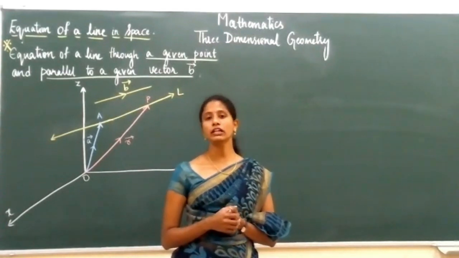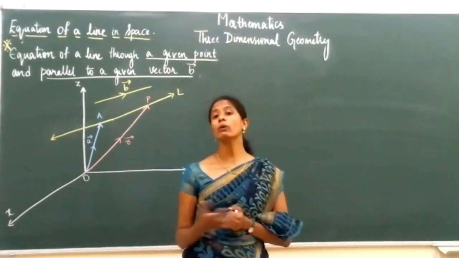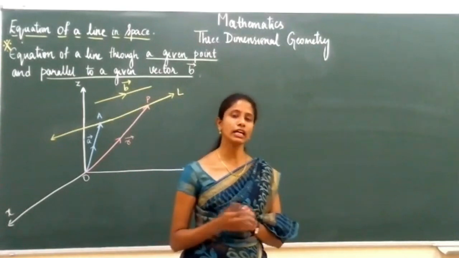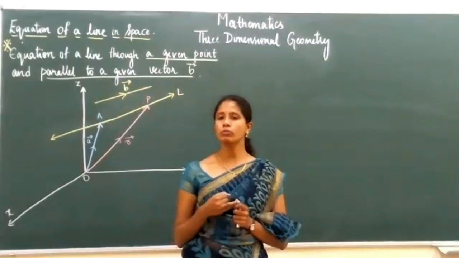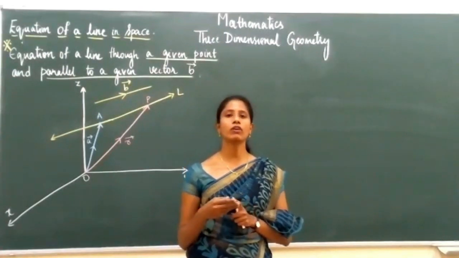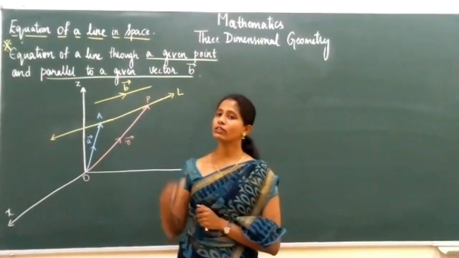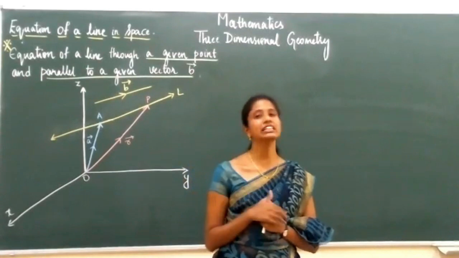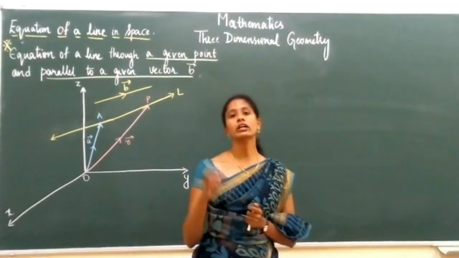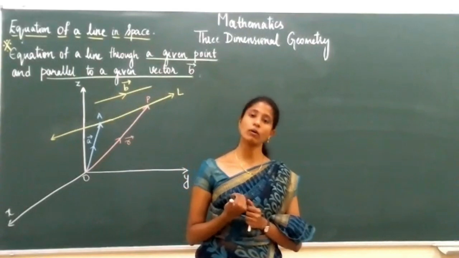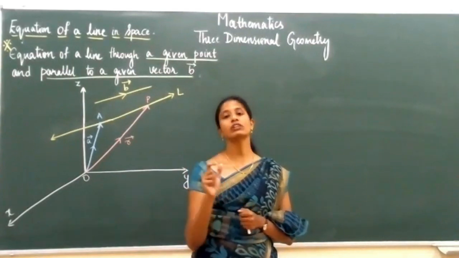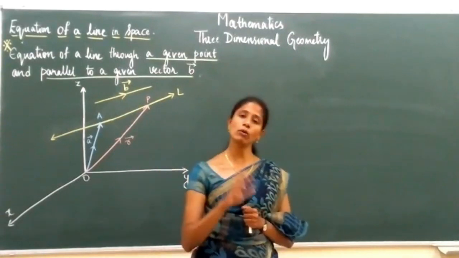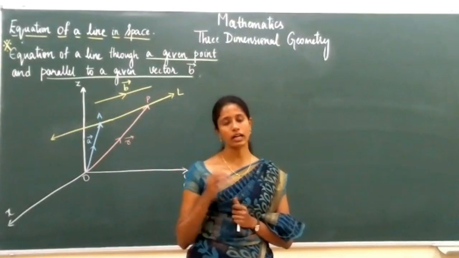If you remember, in your first year, we already studied the equation of a line in two dimensions. We studied different forms of the equation of a line: point-slope form, two-point form, intercept form, normal form, and slope-intercept form. Here we are going to study the equation of a line in space, that is, in three dimensions, in both vector and Cartesian form. In two dimensions we studied only the Cartesian form. Here we will study both vector form and Cartesian form.